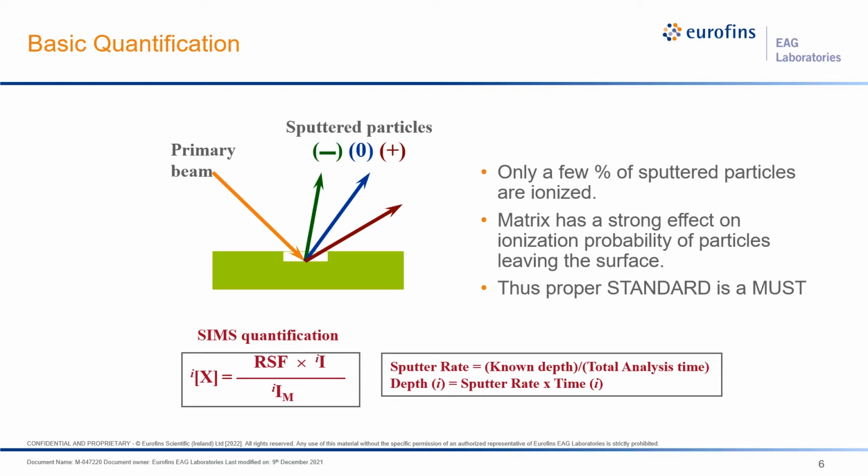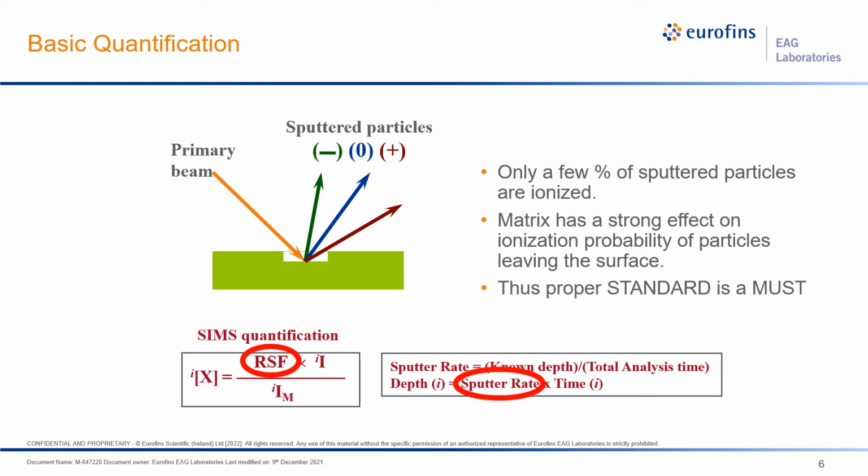The other dimension of the profile is the horizontal axis, or the depth axis, and that is done by calculating a sputter rate, or the etch rate, of the measurement by measuring the total depth and dividing it by the total analysis time, and using that rate multiplied by the timestamp at data point I gives us the depth at data point I. However, as we were describing, matrix has strong effects on the relative sensitivity factor. It also has an effect on the sputter rate.